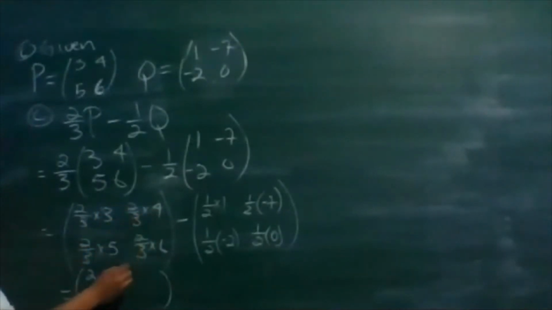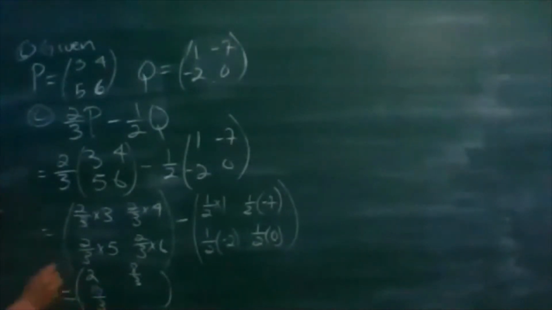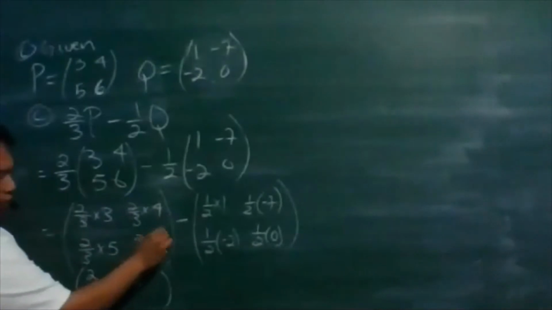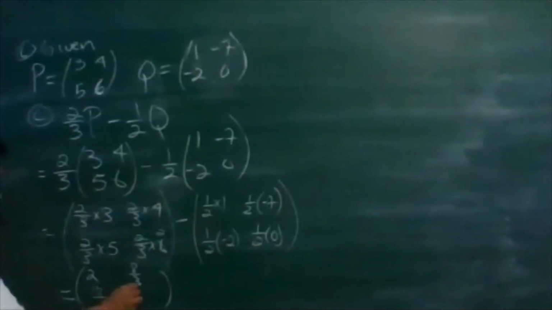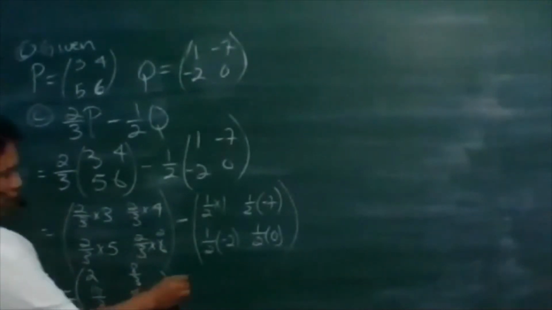2/3 times 4 is going to be 8/3. Can't do anything there. 2/3 times 5 is going to be 10/3. And 2/3 times 6, the 3 will cancel. So 3 into 3, 1, 3 into 6, 2, which will give me 4.